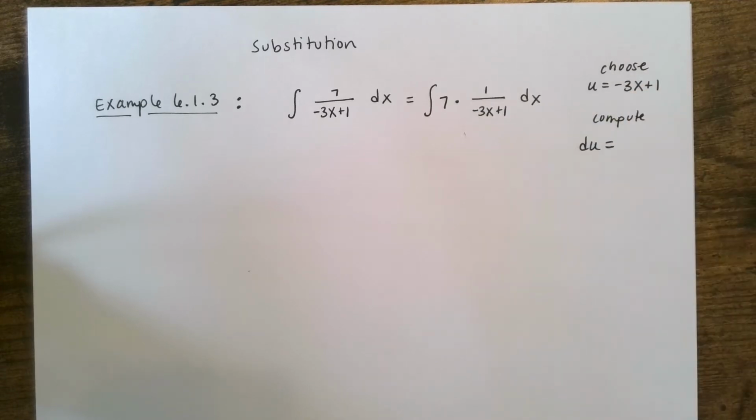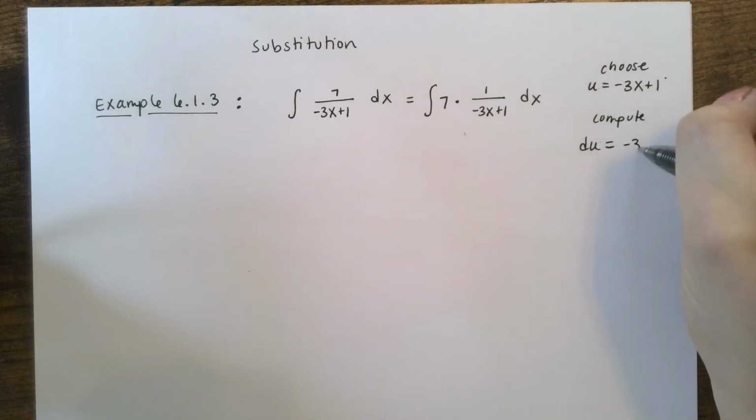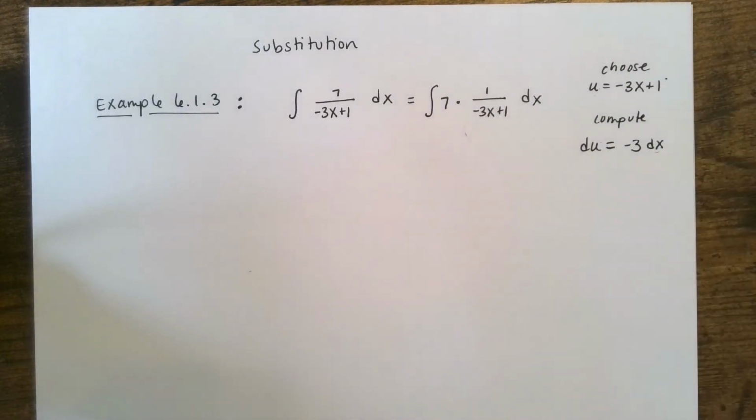That's always going to be my next step. So this I pick, and then from here I'm computing. I'm not actually coming up with anything on my own. So my left-hand side is always du, right? Sort of the derivative of u. And then here it'll just be the derivative of this function, and then I'll throw a dx at the end. So the derivative of negative 3x plus 1 is just negative 3, so I'll say negative 3 dx.